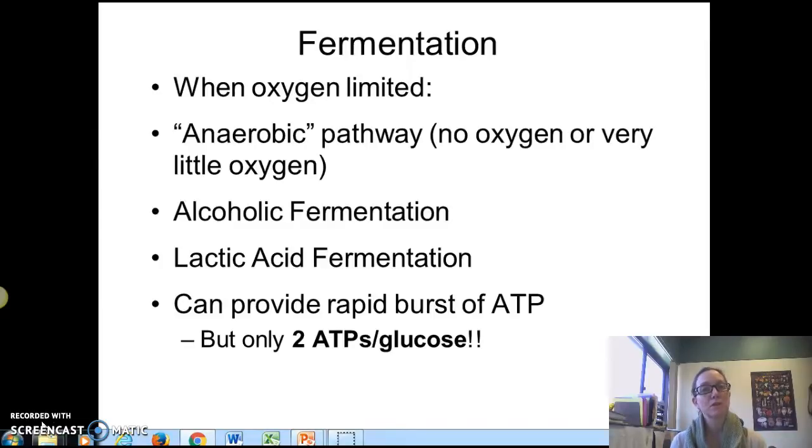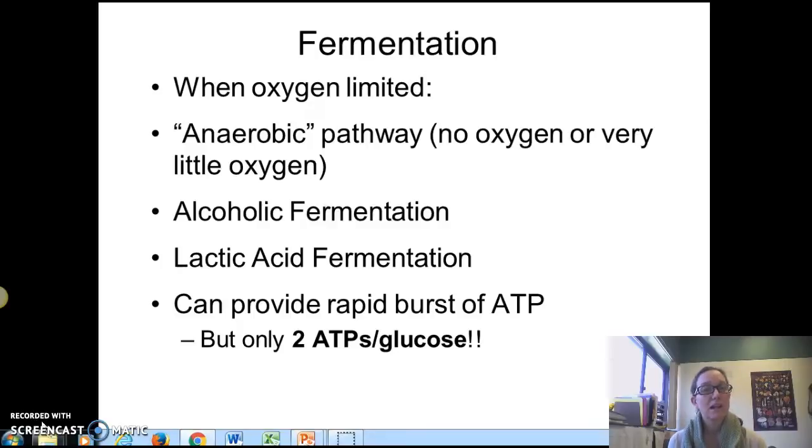And there are 2 types of fermentation. Depending on the organism, it can undergo alcoholic fermentation. This produces alcohol, and is done by several yeasts and some bacteria. The other type is called lactic acid fermentation, which occurs in many types of bacteria and can happen in animal cells. When this happens, sugars are broken down to form lactic acid.